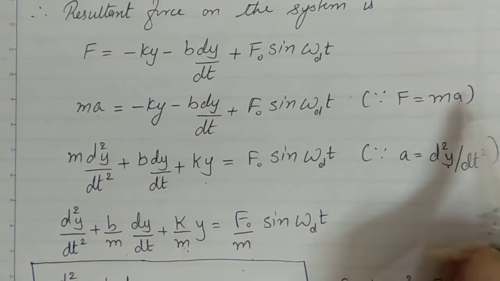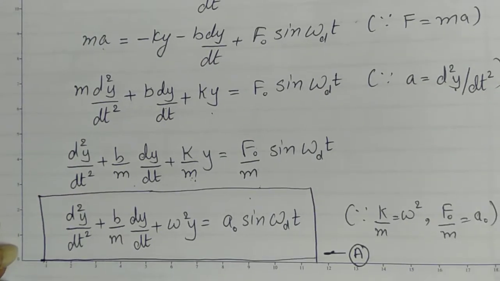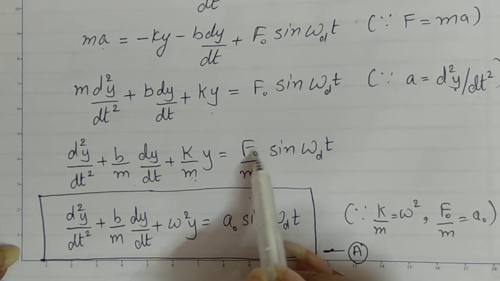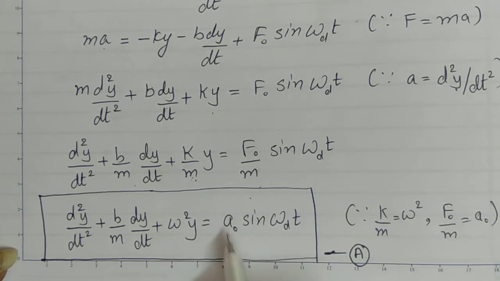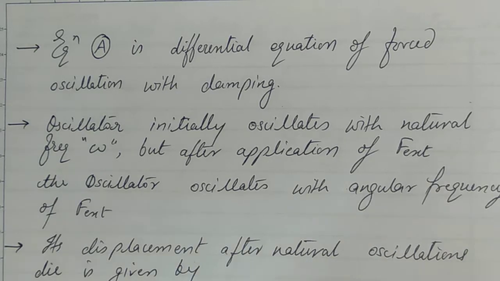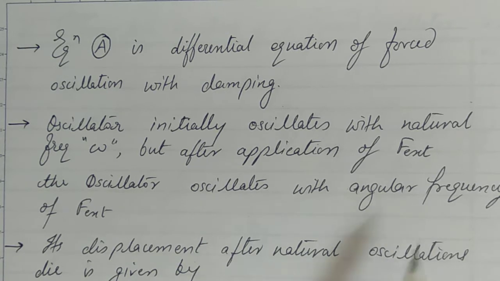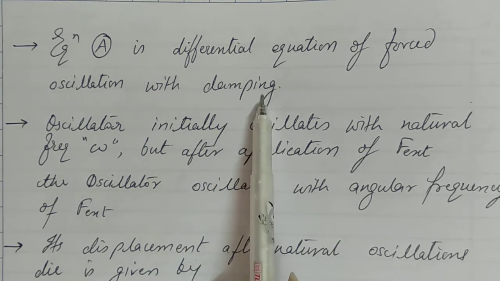See, F upon m will give me acceleration. So we will substitute that. The amplitude of the external periodic force we called F0. So the acceleration amplitude we will also call a0. So this is the differential equation of forced oscillator. Or else I can say it is the differential equation of forced oscillation with damping.